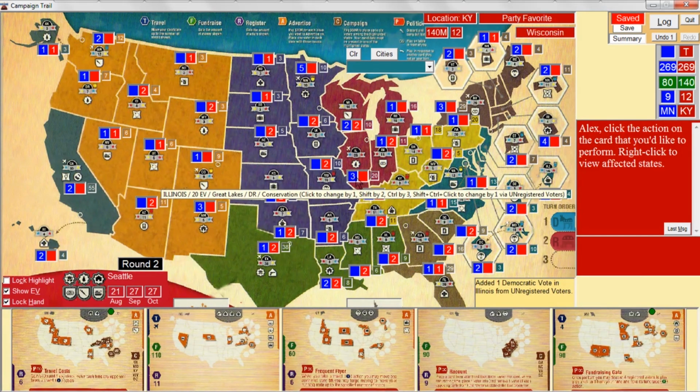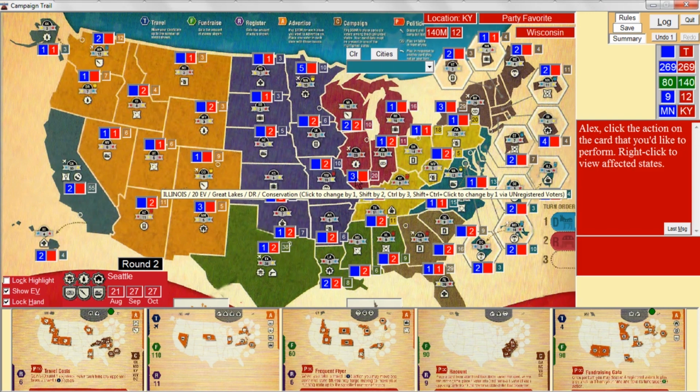And because Illinois was the reference state on that card, I got a bonus voter in Illinois, which only makes my majority in Illinois that much stronger. That is not anything to scoff at, because Illinois has 20 electoral votes, so that's a pretty important state as well.